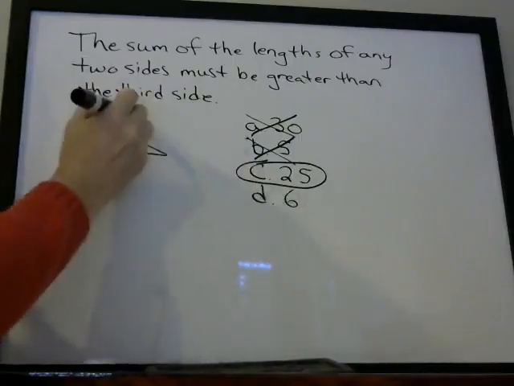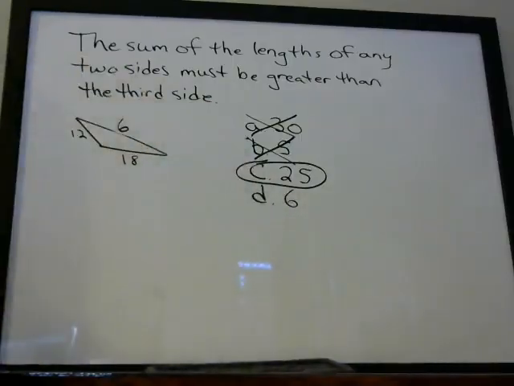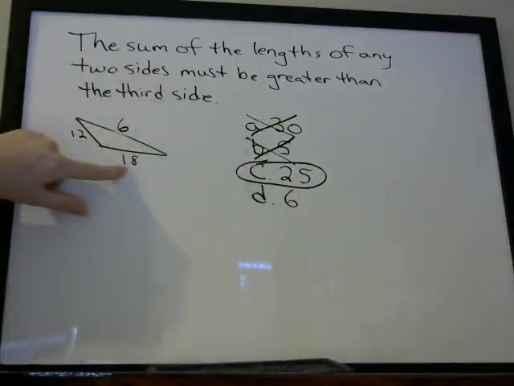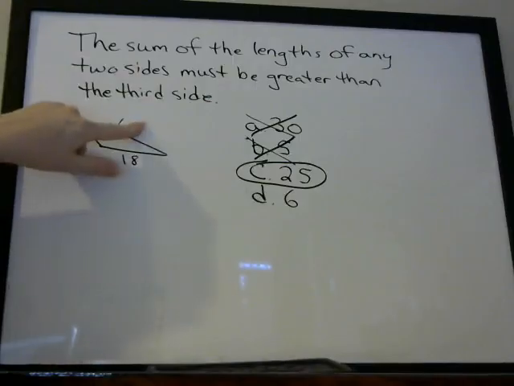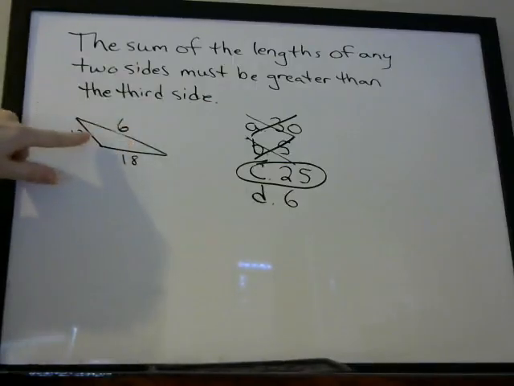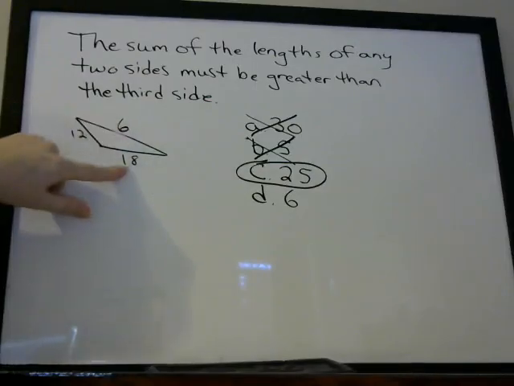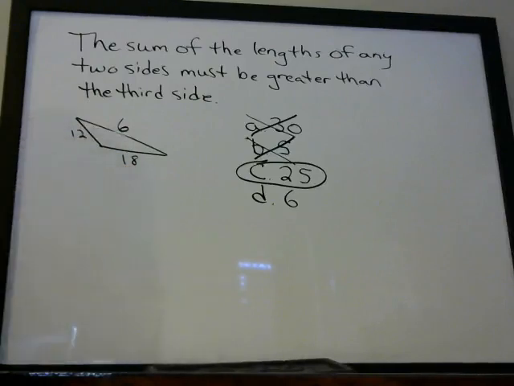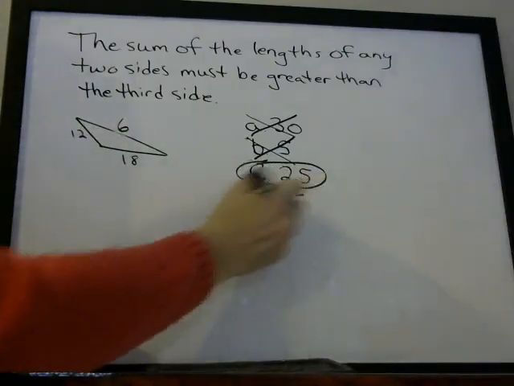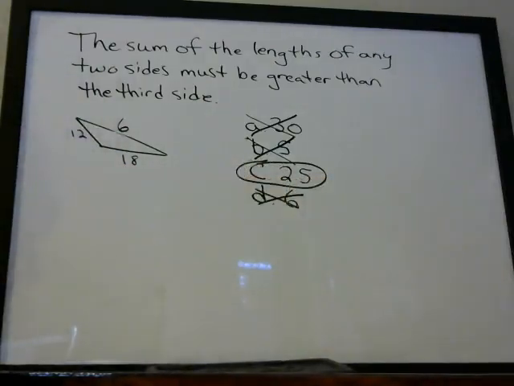Let's just try the last one just to see. Here, again, 12 plus 18 is 30. That's greater than 6, so that's good. 12 plus 6 is 18. Well, it has to be greater than the third side, 18. Since 18 equals 18, that's not the right answer.